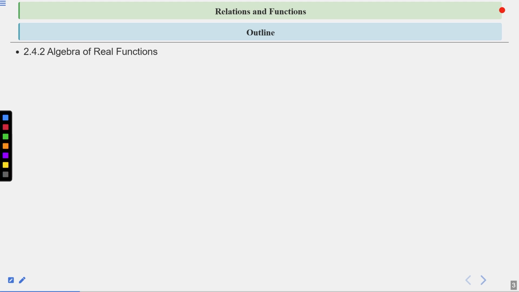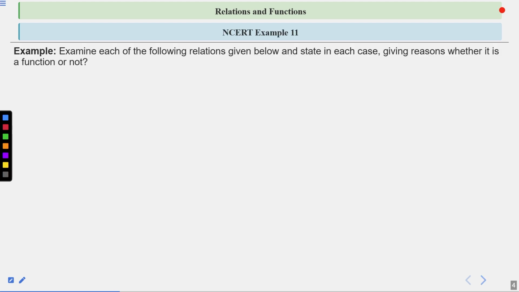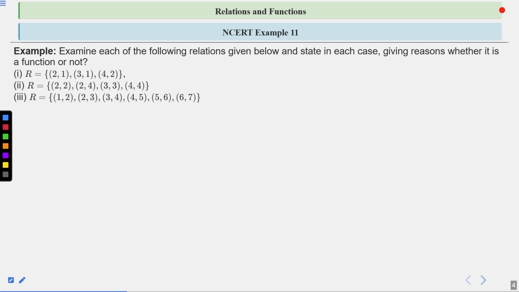Now, in today's session, we are going to cover in the theory part algebra of real functions, and we will be seeing some related examples. So starting with this example, examine each of the following relations given below and state in each case, giving reasons, whether it is a function or not. You are given three relations.